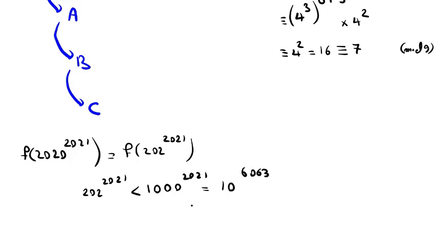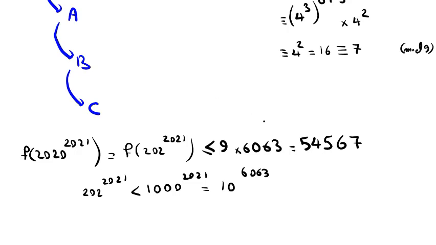So we can say it is less than this, so the number of its digits is at most 6,063. Because it is less than the first 6,064-digit number, it has at most 6,063 digits. If all of them are 9, then f of that is at most 9 times 6,063, which is 54,567.